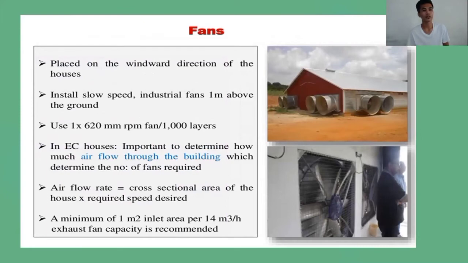In environmentally controlled houses, it is important to determine how much airflow goes through the building, which determines the number of fans required. Airflow rate equals cross-sectional area of the house times required air speed desired. A minimum of 1 square meter inlet area per 14 cubic meters per hour of exhaust fan capacity is recommended.